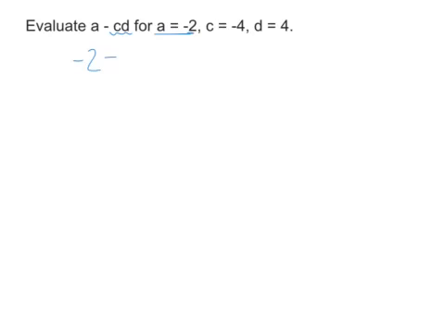So once again that means you're going to multiply. So I'm going to put 2 sets of parentheses here. So plug in for C first, which is -4. I'm going to put that in parentheses. And then our D is +4, so I'm also going to put that in parentheses.